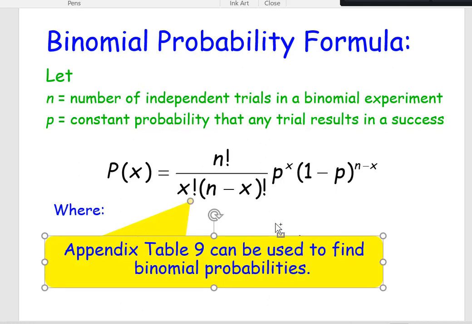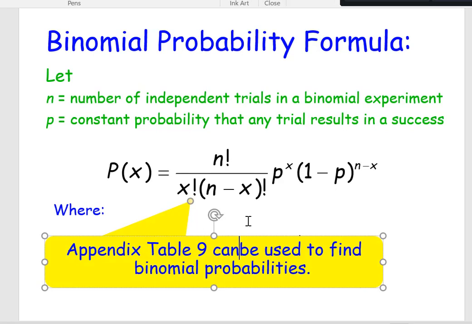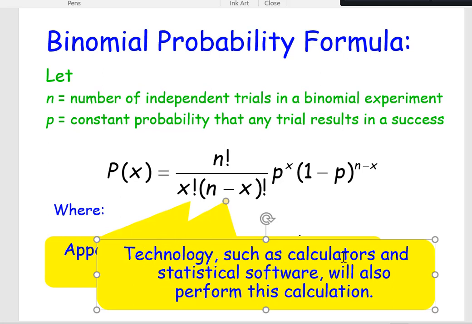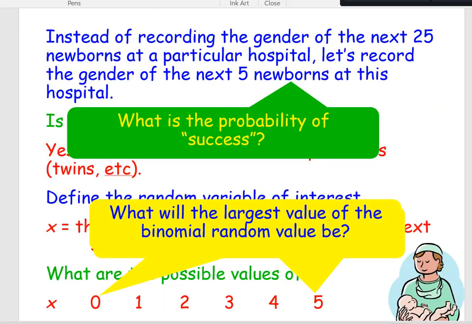We can find these values in the tables at the end of the book in Appendix 5, or in the appendix, Table 9 is the one we're looking for there. Technology such as calculators can also help us do this. I'm going to show you how to use the TI-84 to calculate these binomial probabilities as well. Almost never use the formula for those binomial calculations.